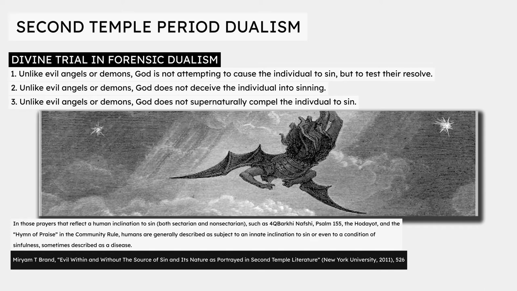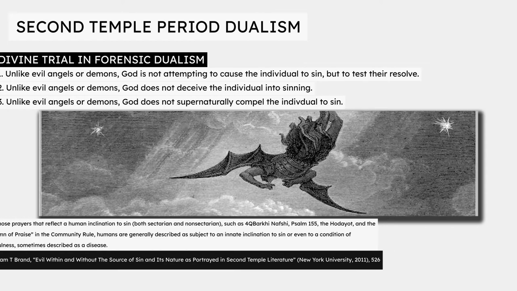They remain fully aware of the two choices before them and the moral distinction between the two options. They are not tricked into an evil choice which is made to appear good. 3. Unlike evil angels or demons, God does not supernaturally compel the individual to sin. Their free will remains unimpeded. In contrast, evil angels or demons overcome or possess the individual in order to cause them to sin, even against their will. Thirdly, forensic dualism features three main ways of avoiding sin. One is personal self-discipline.